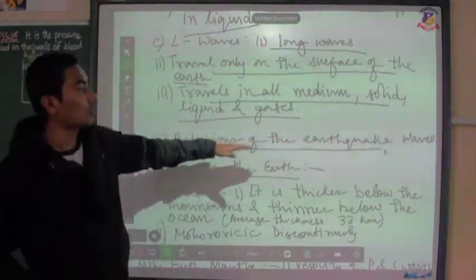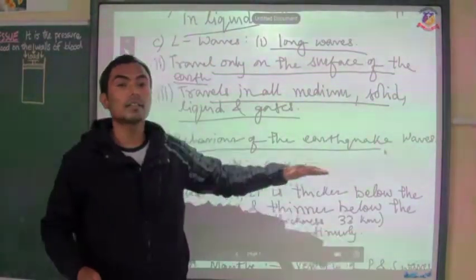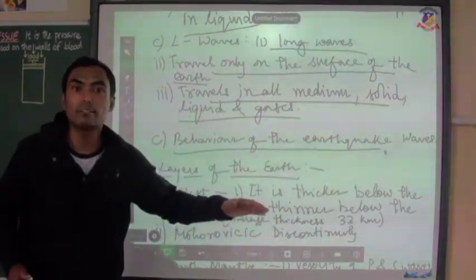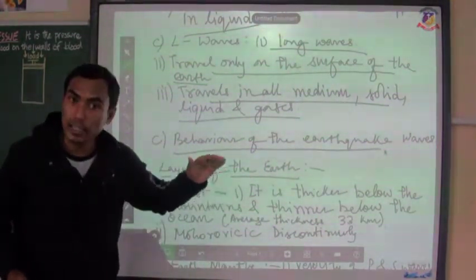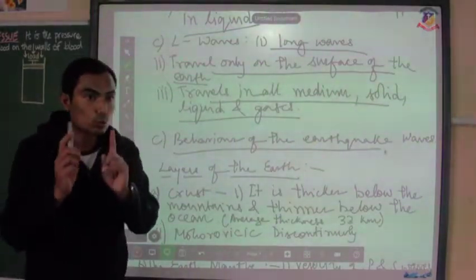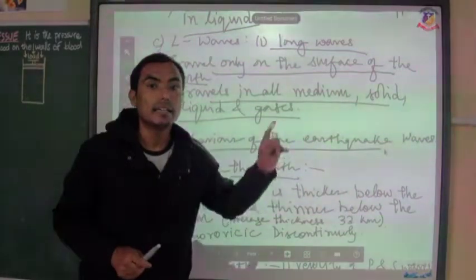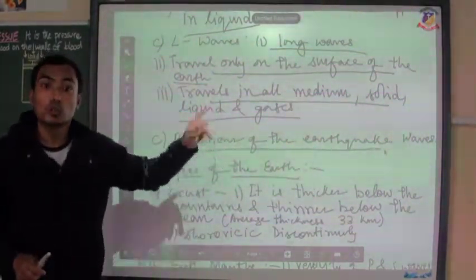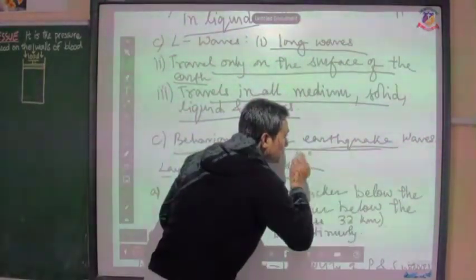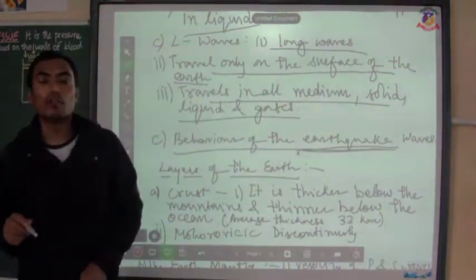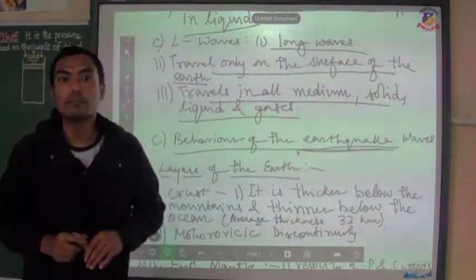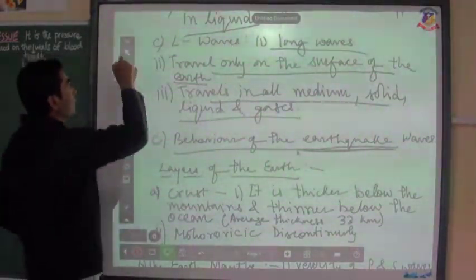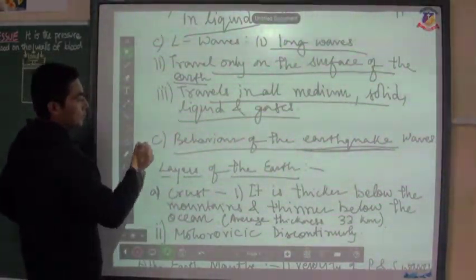And these earthquake waves are very important because they provide us indirect information about the Earth's interior. As I have told you, so far no one has been deep inside the Earth. So this is the only source of information which provides us the information about the interior of the Earth.